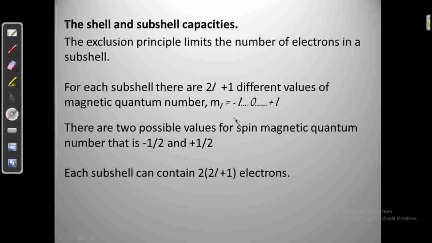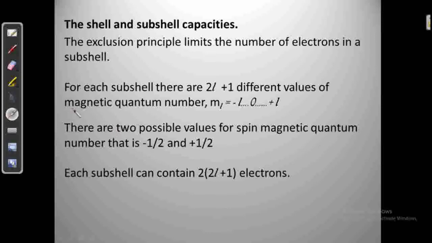When L equal to 1, you can see that there will be minus 1. Minus 1 plus 1 is 0. Then 0 plus 1 is plus 1. So there will be minus 1, 0 and plus 1 magnetic quantum numbers. And there are two possible values of spin magnetic quantum number.